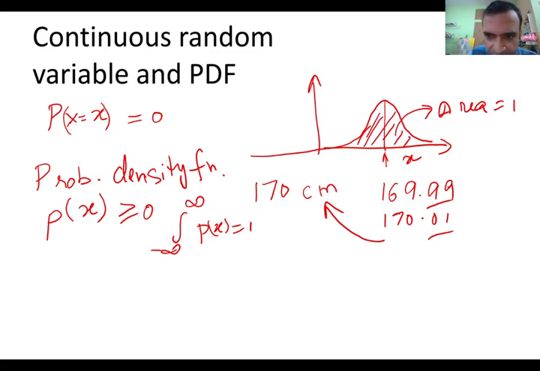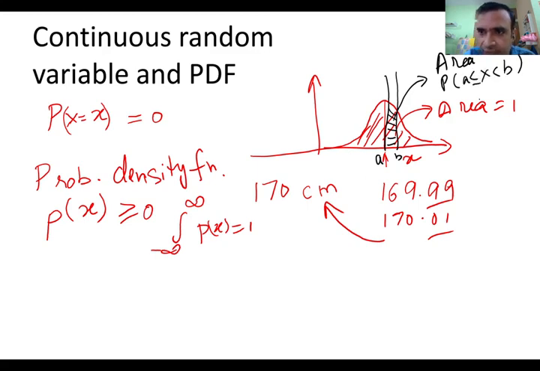The only way to define probabilities on this curve, not probability densities, is based on intervals, not single values. I will take an interval and say that the area in this interval is the probability. So let's say this is A, this is B. The area is the probability that A is less than or equal to X less than B. So the probability is in areas, not in the values. This value is not a probability, it's a probability density.